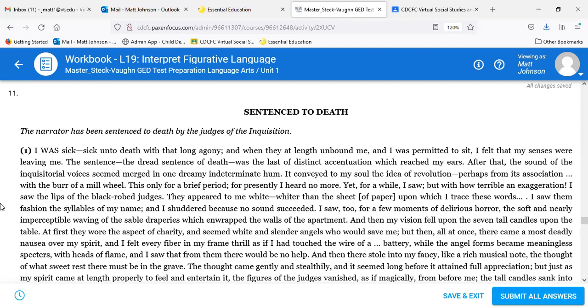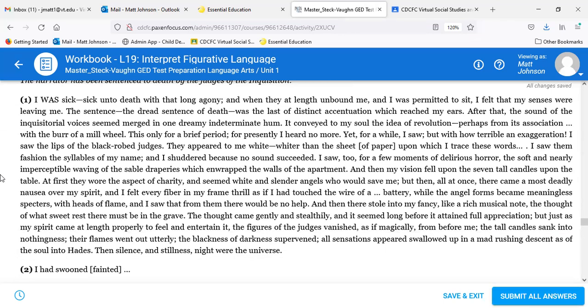And then there stole on my fancy, like a rich musical note, the thought of what sweet rest there must be in the grave. The thought came gently and stealthily, and it seemed long before it attained full appreciation. But just as my spirit came at length properly to feel and entertain it, the figures of the judges vanished, as if magically, from before me.